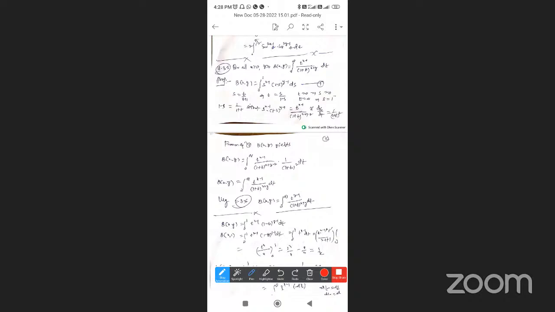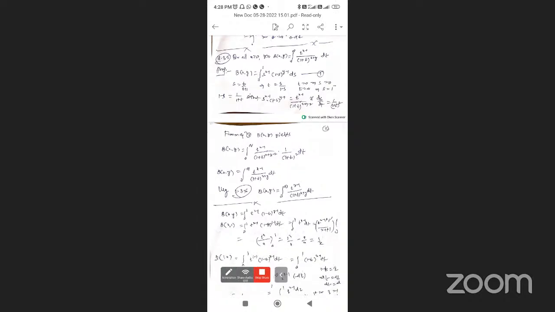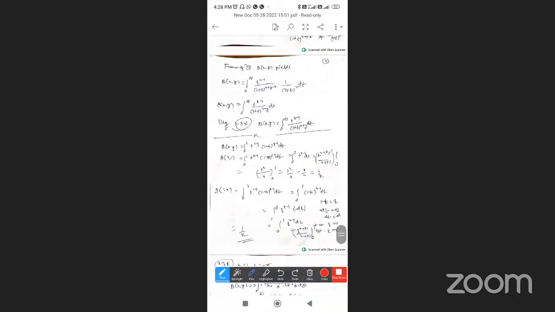From equation 1, by substitution, beta of x comma y is the integral from 0 to infinity of t to the power of x minus 1, (1 plus t) to the power of minus (x plus y minus 2), into 1 by (1 plus t) square, which cancels: minus 2 plus 2 is 0. So beta of x comma y is equal to the integral from 0 to infinity of t to the power of x minus 1 over (1 plus t) to the power of x plus y dt. So similarly, this is the property of beta functions also.